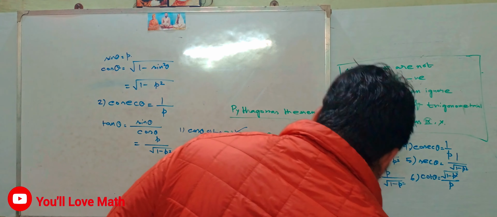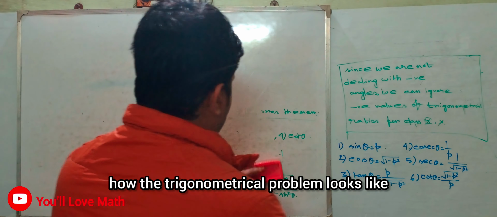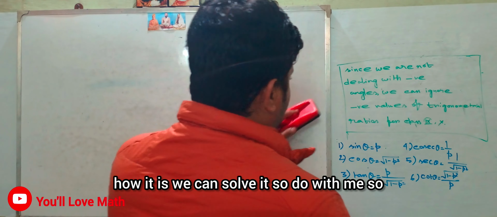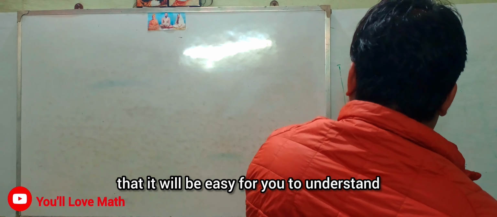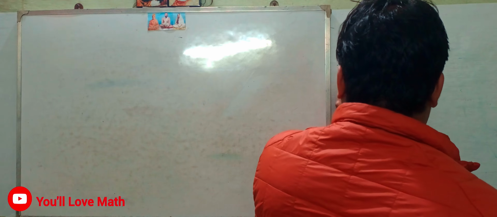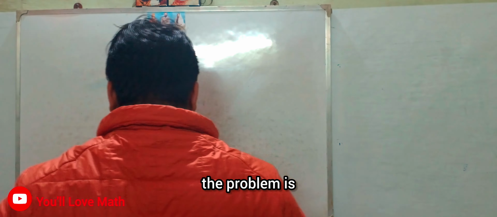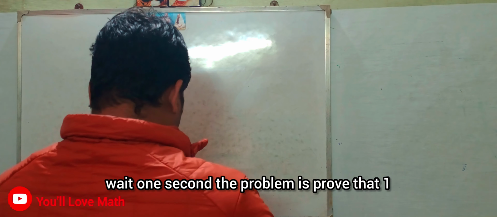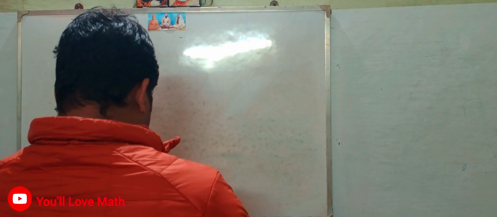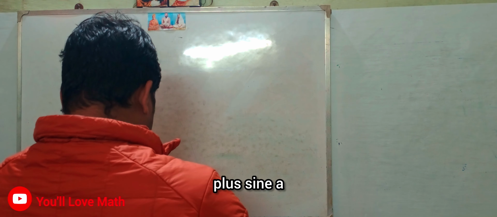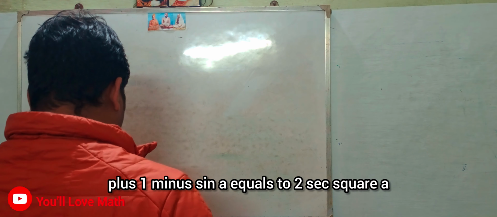Write with me so that you can see how a trigonometrical problem looks and how we can solve it. Do with me so that it will be easy for you to understand. Okay, the problem is, wait, one second. The problem is, prove that 1 plus sine a plus 1 minus sine a equals 2 sec square a.